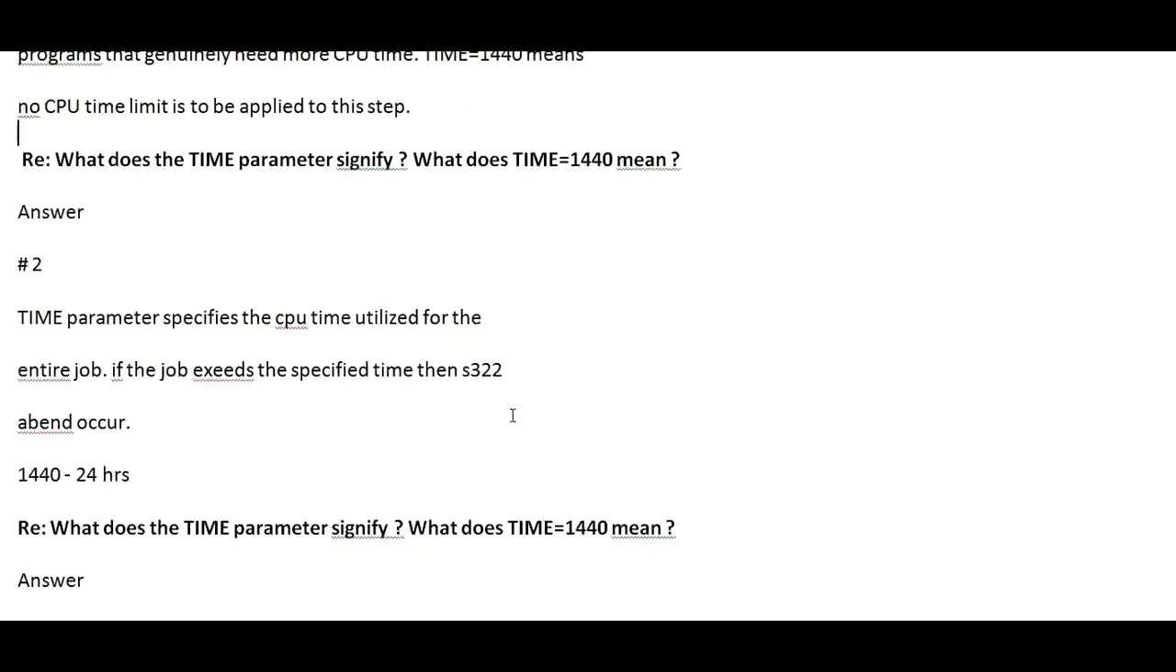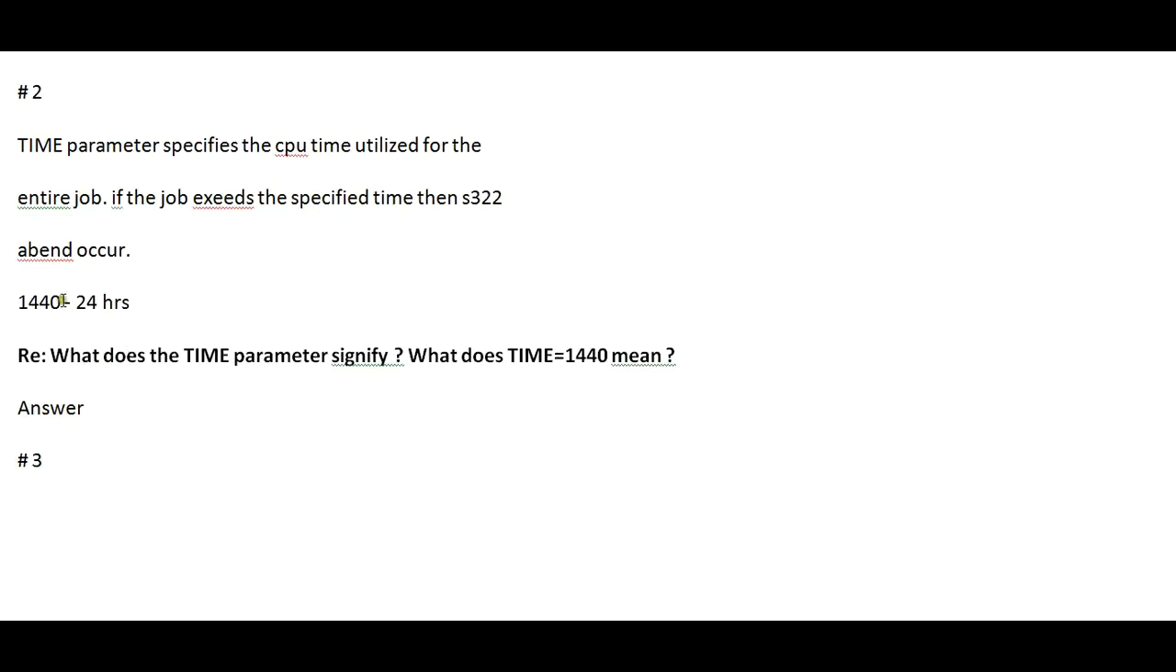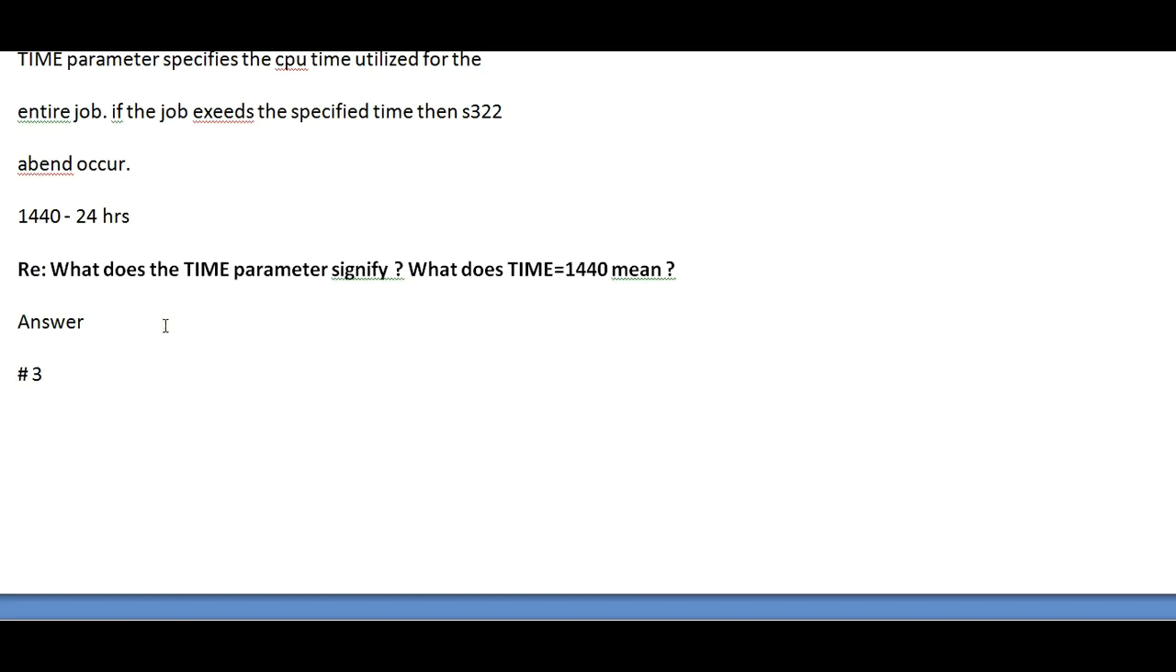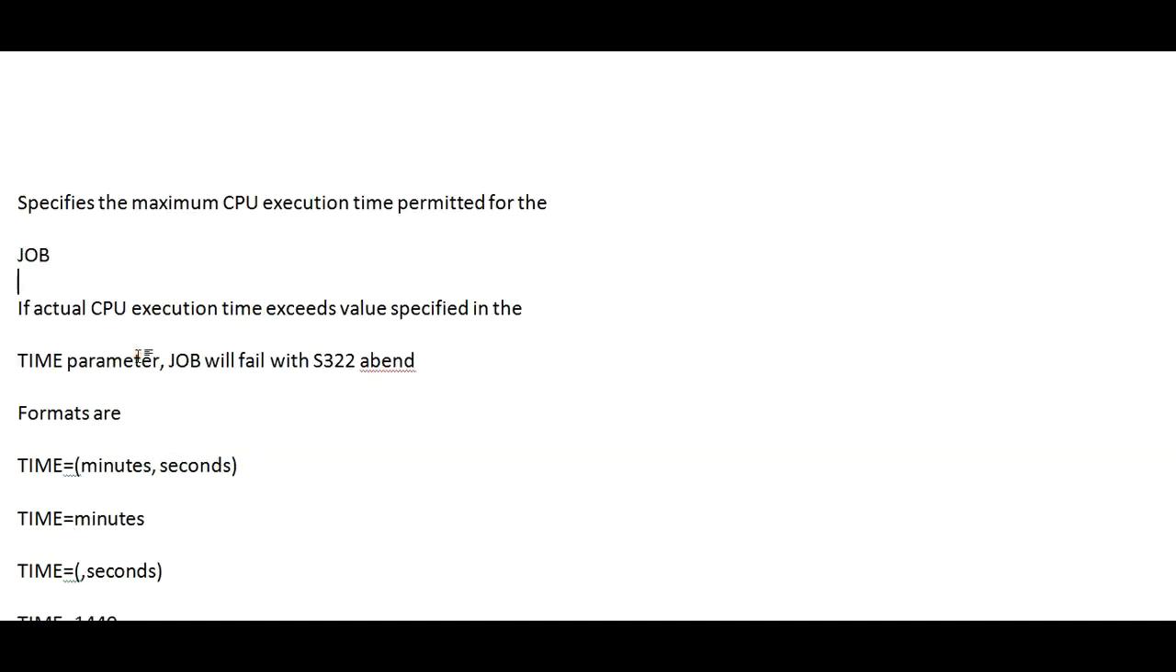What does the time parameter signify? This is the second answer I can give you. The time parameter specifies the CPU time utilized for the entire job. If the job exceeds the specified time, then the S322 error occurs, so in order to avoid this, 1440 means 24 hours. Again, the third answer: it specifies the maximum CPU execution time permitted for the job. If the actual CPU execution time exceeds the value specified in the time parameter, the job will fail with S322 abend.